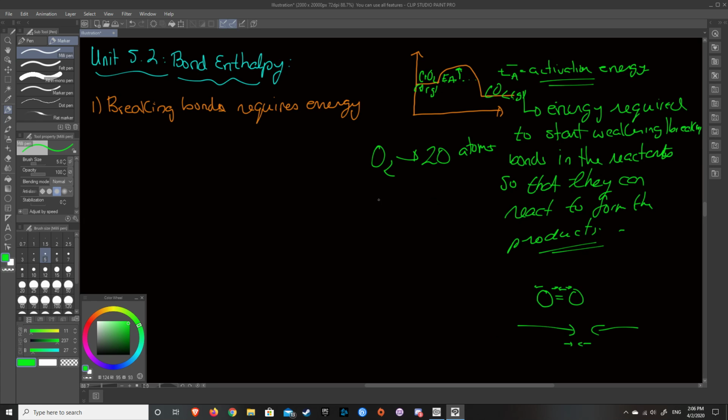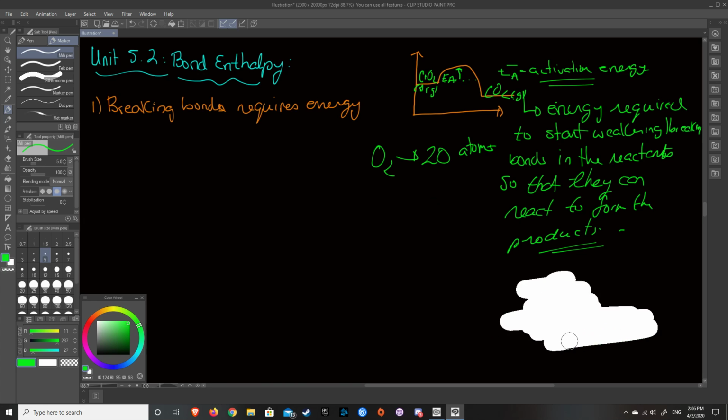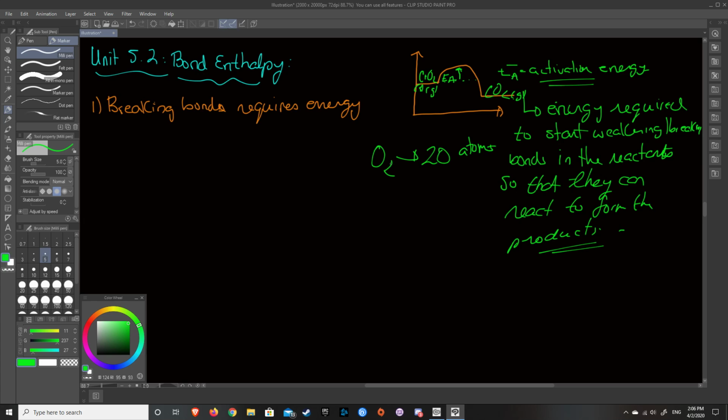In our circumstance for IB, we just need to imagine that the activation energy is breaking the oxygen-oxygen double bond into oxygen atoms. So we're breaking it up. The activation energy is proportional to the energy of this bond right here. So breaking bonds requires us to input some sort of energy.